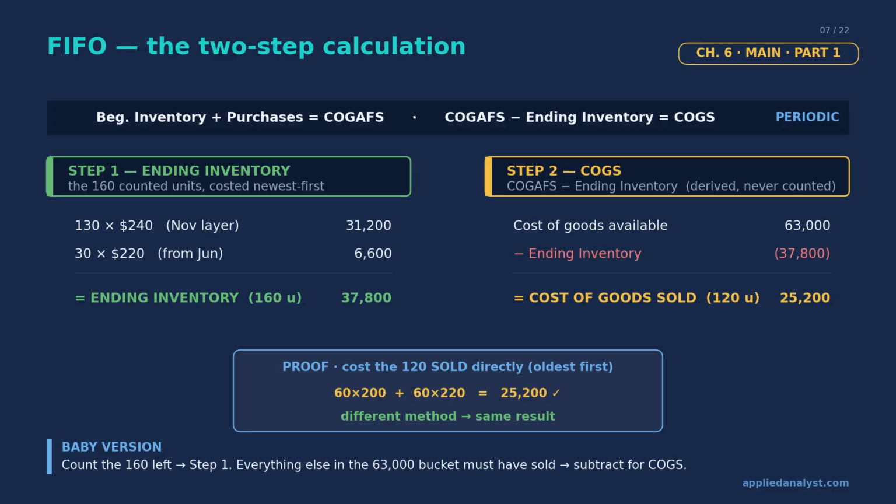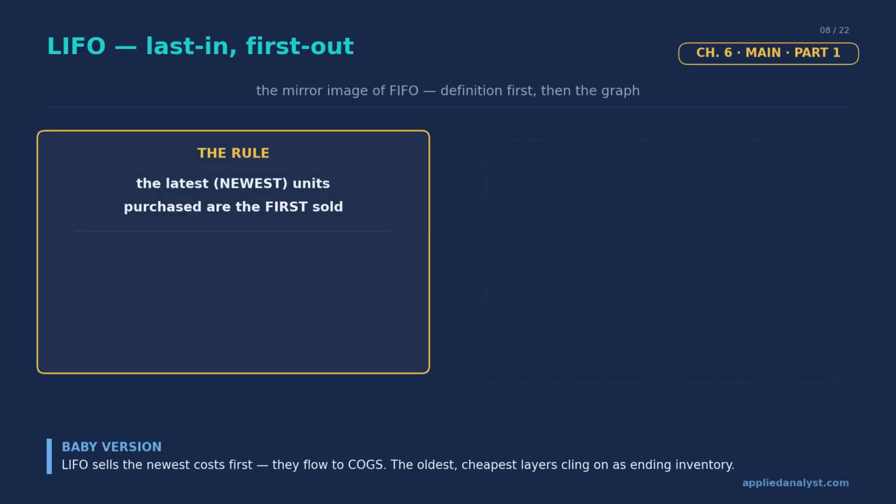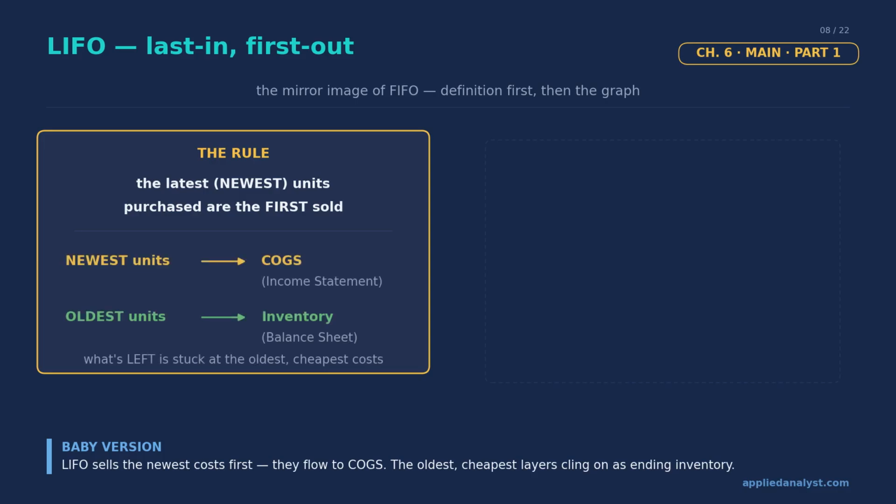Now let's flip the pile upside down. LIFO, last in, first out, is the exact mirror of FIFO. The rule flips. The latest, newest units you purchased are the first ones treated as sold. So now the newest units flow out to cost of goods sold, and the oldest units are what's left in inventory on the balance sheet. Whatever stays on the shelf is stuck at the oldest, cheapest costs.